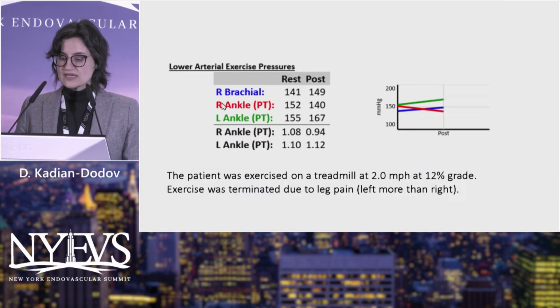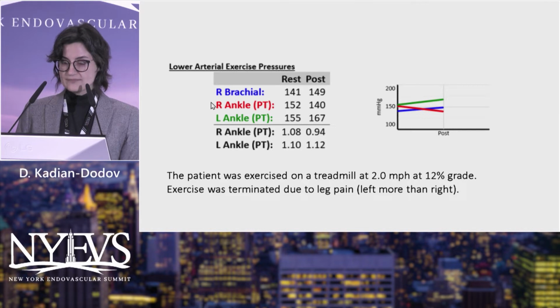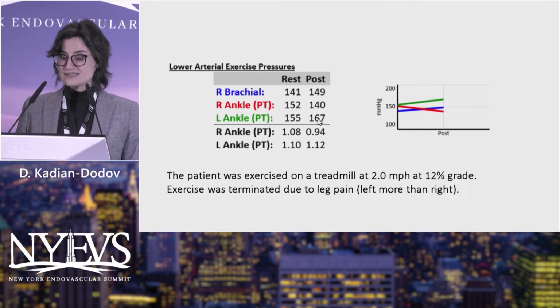So now we had the patient exercise to bring out disease because she was complaining. I'm sorry, this is the patient I started with. She was complaining of that bilateral leg pain, right? So she was exercised at a 12% grade and had to stop because of bilateral leg pain, left more than right. And what you can see is that there was a minimal drop on the right. The left was actually normal. It went up with exercise as expected on the left-hand side where she was reporting symptoms.